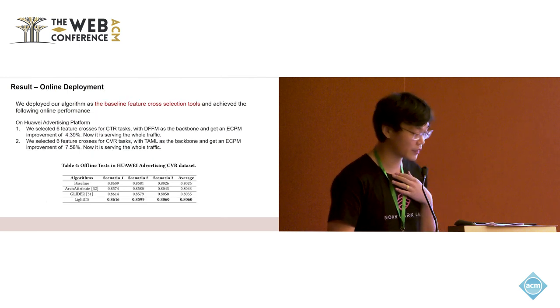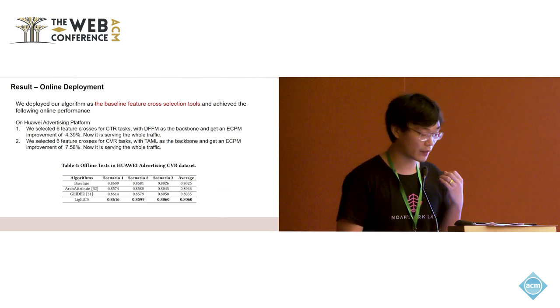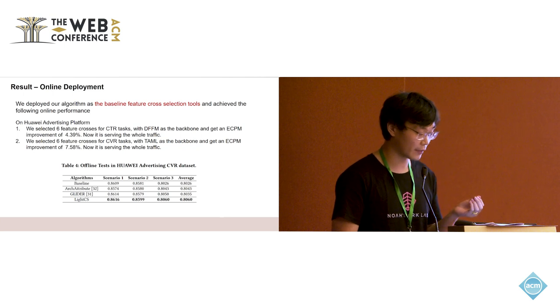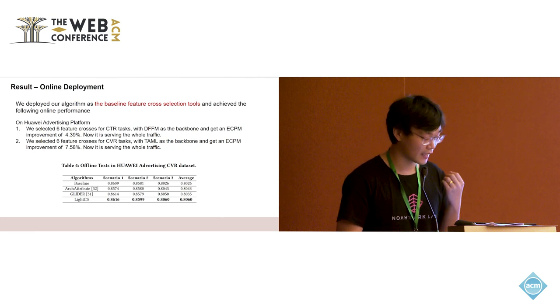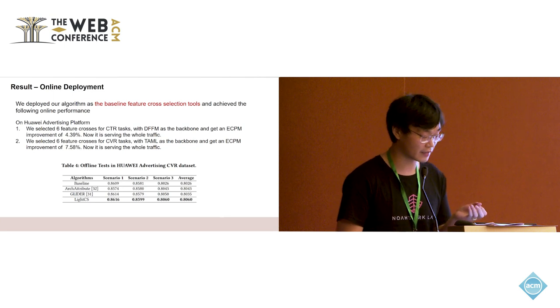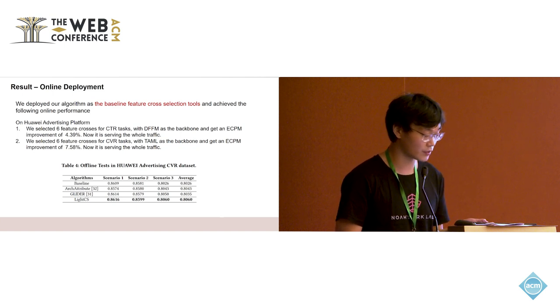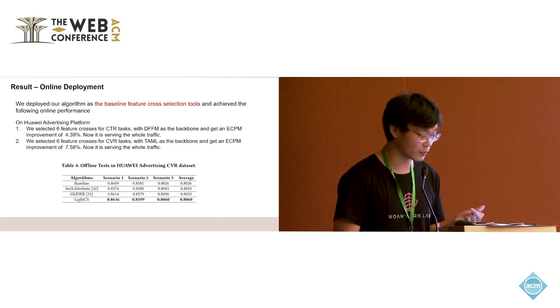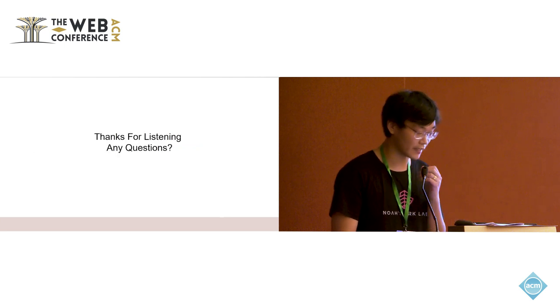So for the online deployment, we deployed our algorithm as a baseline feature cross selection toolbox in our platform. Basically, every time we want to find informative feature crosses, we'll use our tools. And on Huawei's advertising platform, we select six features for the CTR task and CVR task respectively, with two different backbone models, and get an increase of eCPM of about 4% or 7%, and below is our relative improvement in all scenarios of the CVR dataset. Yeah, thank you. And any questions?